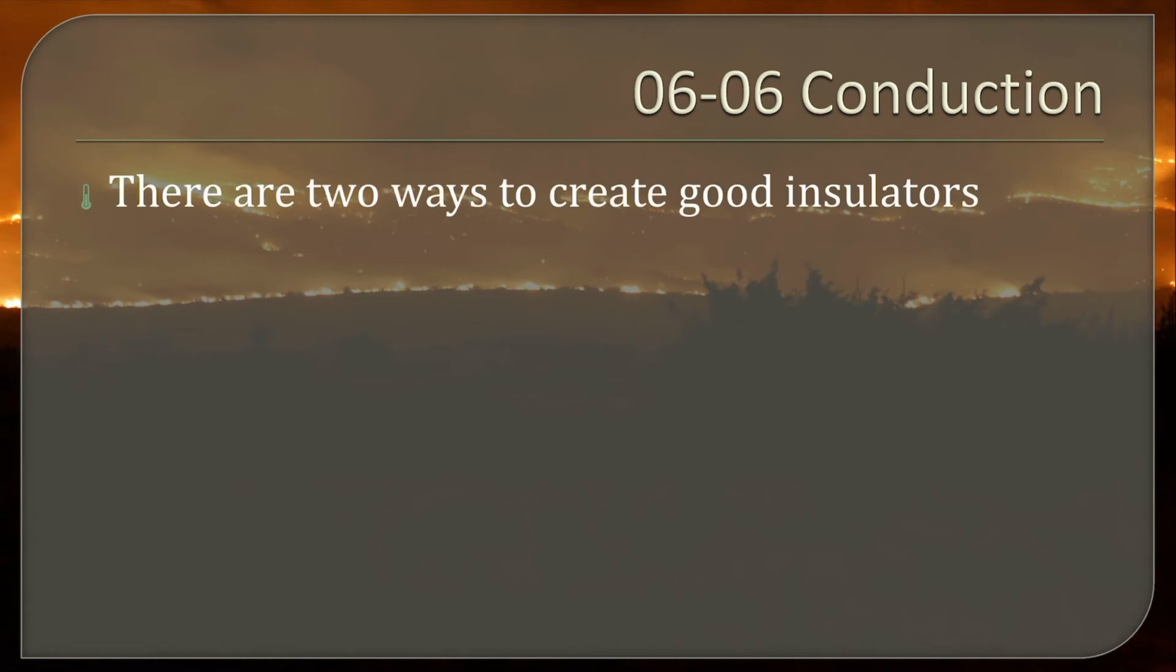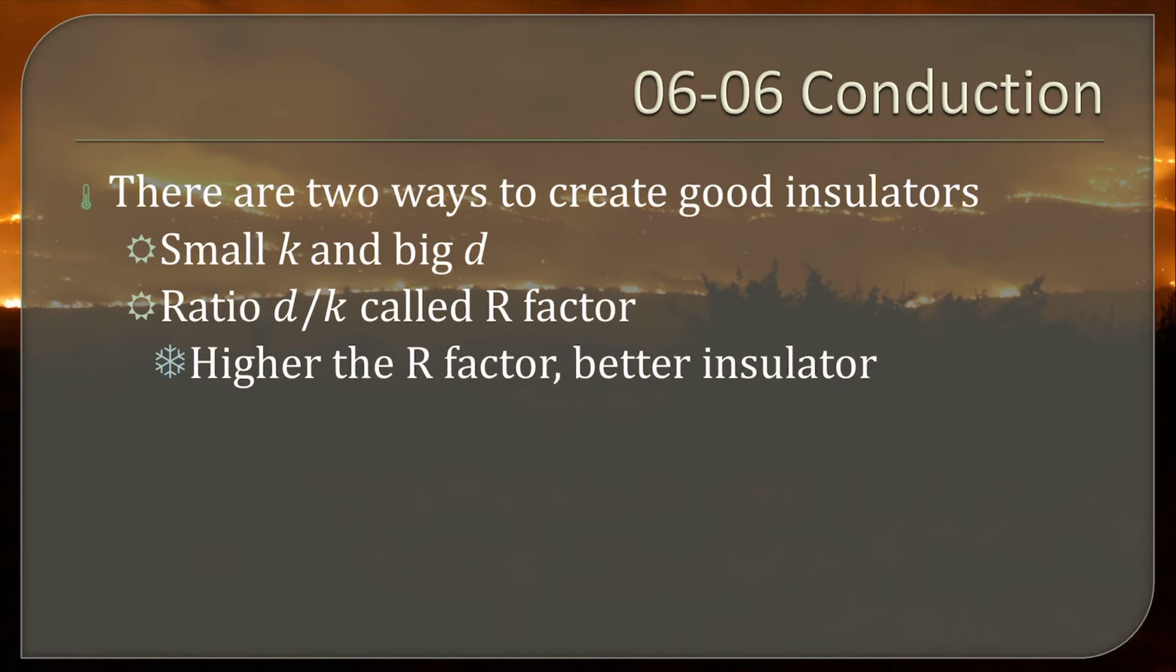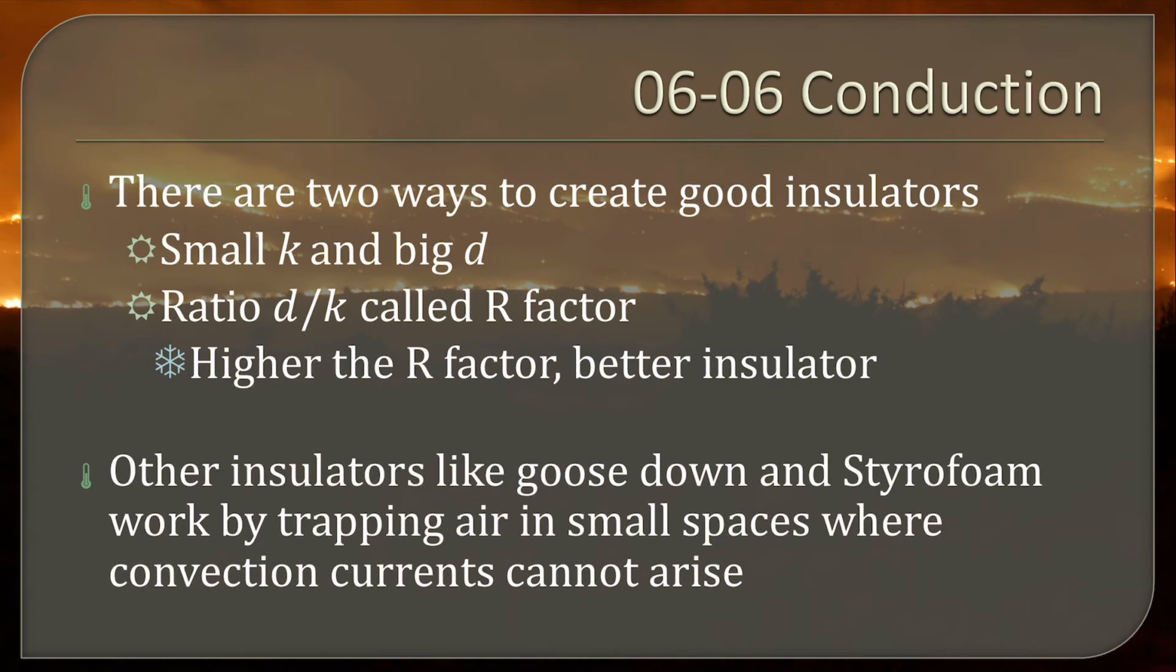So there are two ways to create good insulators. Have a small K and a big D. So small conductor and a large distance. This D over K is called the R factor. And when you buy insulation, you'll see that they're rated by R factors. The higher the R factor, the better the insulator. Other insulators like goose down and Styrofoam work by trapping air in small places where convection currents cannot arise, and air is a good insulator.